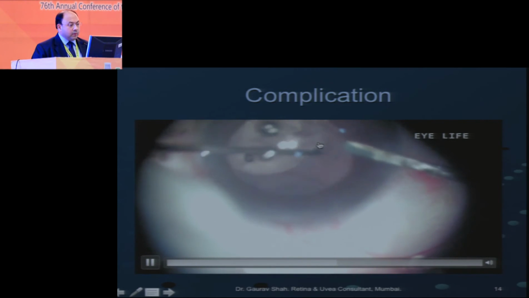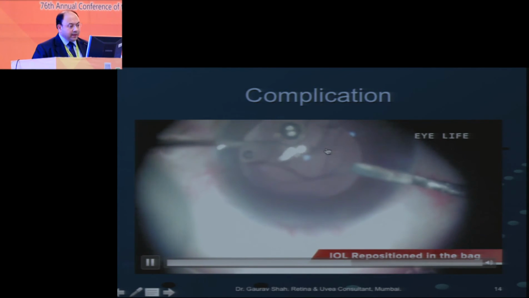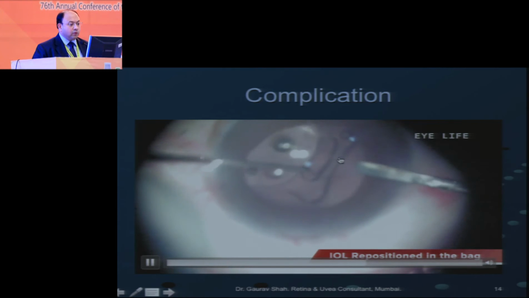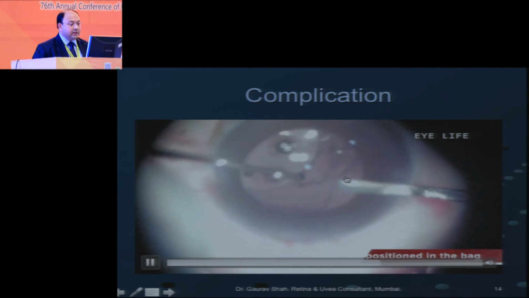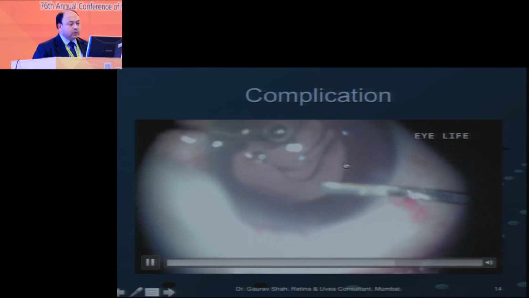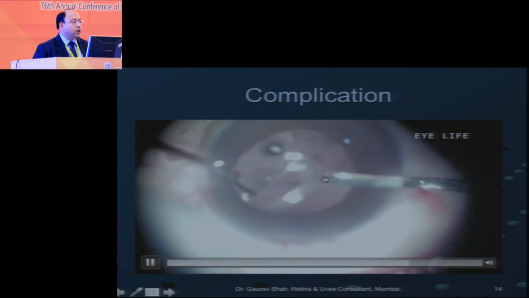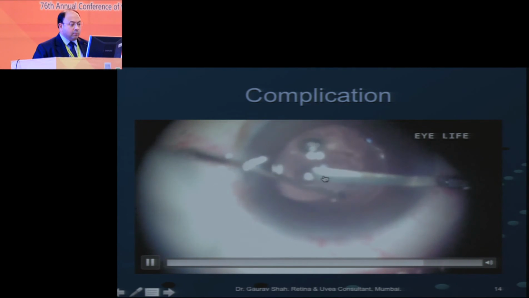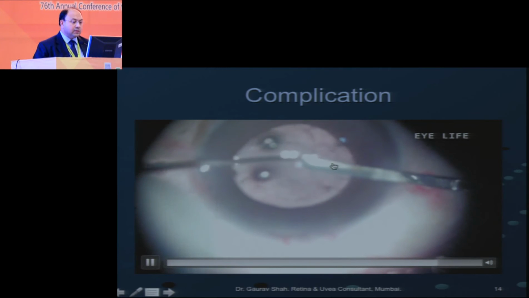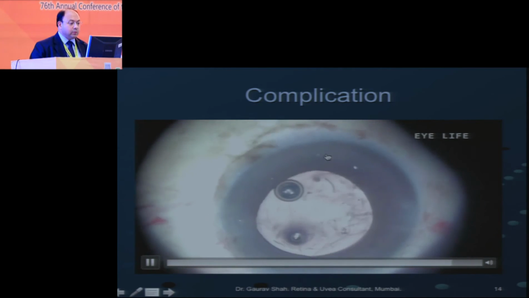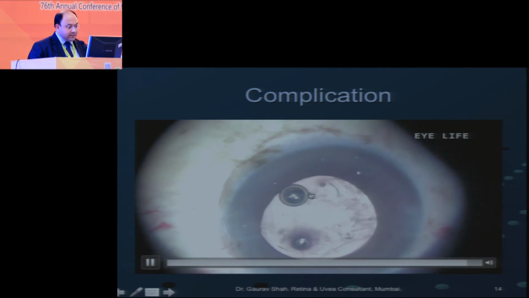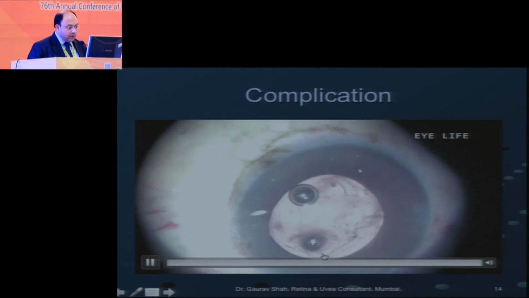We are seeing that the haptic is brought in front of the posterior capsule and it is inserted into the bag. Now, because it is inserted into the bag, it is safe to continue with this same IOL. But if it would have to be brought into the sulcus, then we would have to explant this and replace it with a 3-piece. We can see the posterior capsular rent, which is very clearly seen over here.